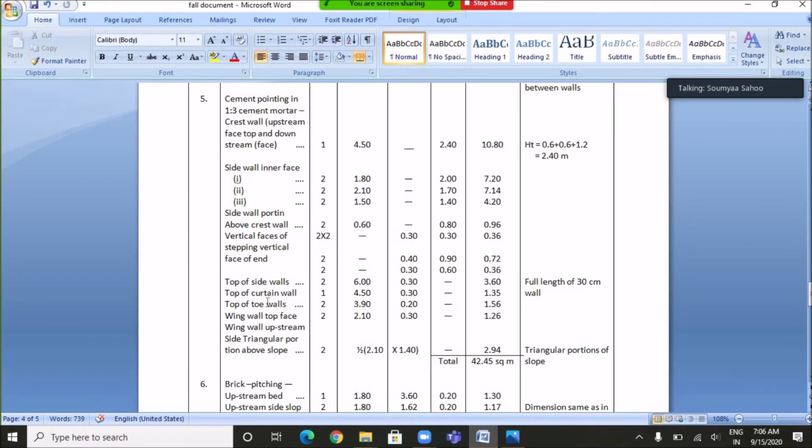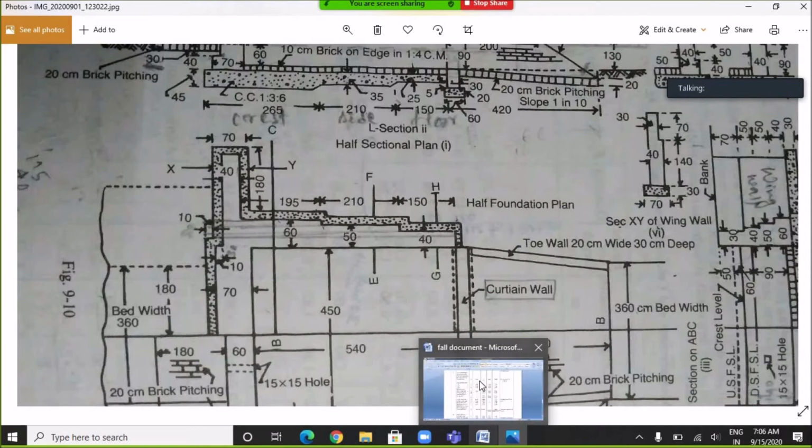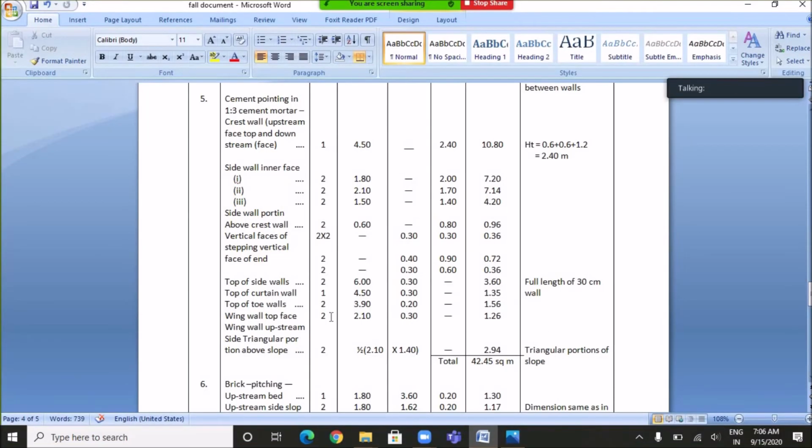For the cement pointing work to be carried out for the top portion of curtain wall, the length will be 4.5 meter, whereas the top width will be 30 centimeter. So the number of curtain wall is 1, the length is 4.5 meter and the breadth is 0.3 meter. So the quantity is 1.35 square meter.